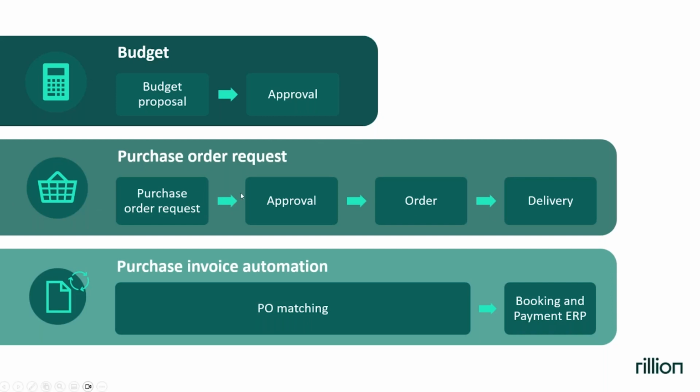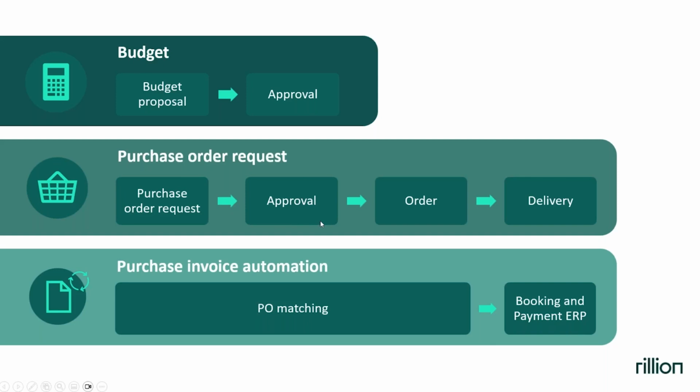So I'm a person in the organization that would like to buy some services or items or whatever it is, then I should raise a purchase request, a requisition. I would like to buy some things. And those things need to be approved by people in the organization.